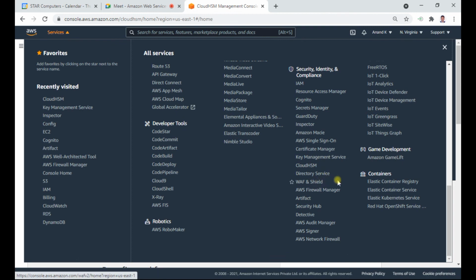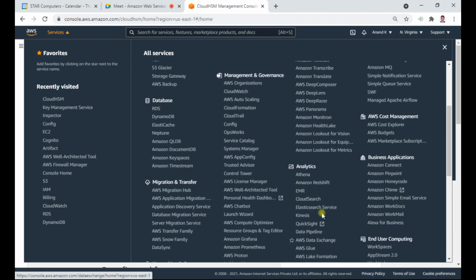WAF we spoke about, Firewall Manager we spoke about, Artifact we spoke about, of course Security Audit Manager, Network Firewall also we spoke about. So all these things are some of the important security, identity and compliance tools which we spoke about. Any quick questions?